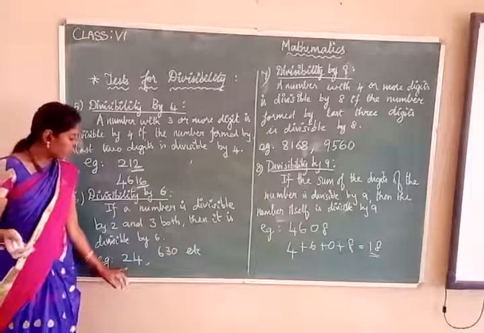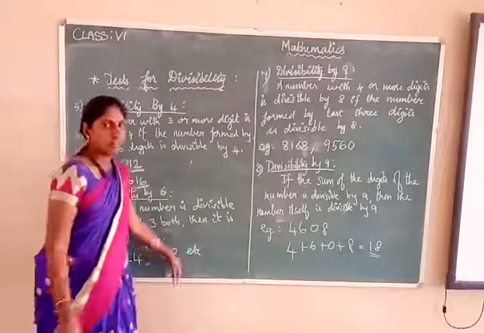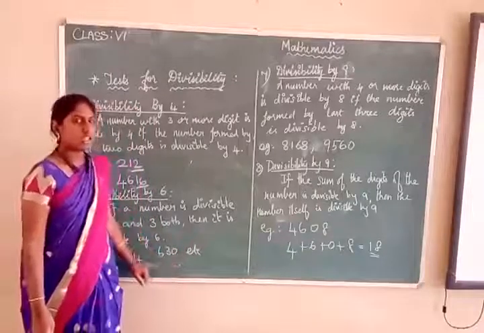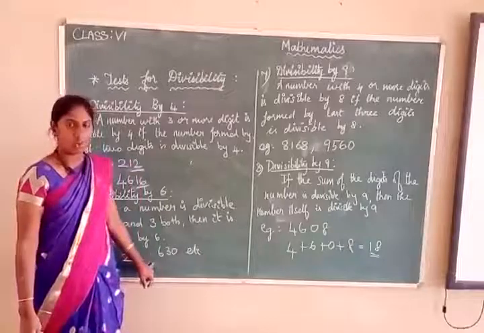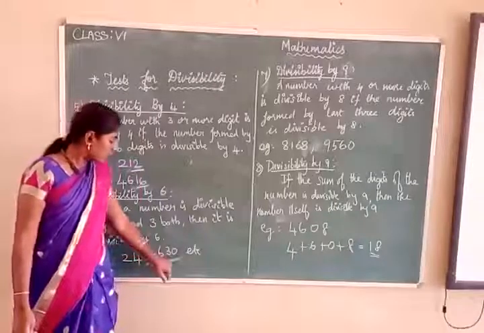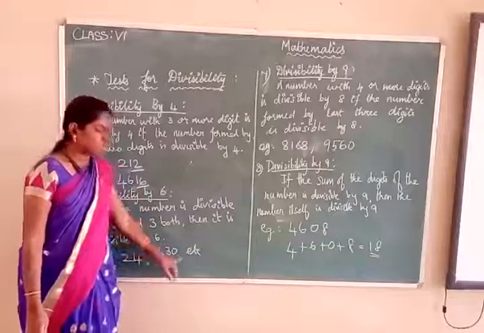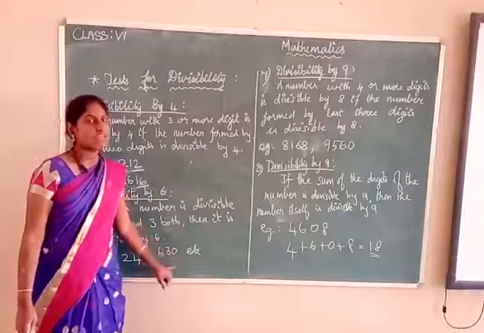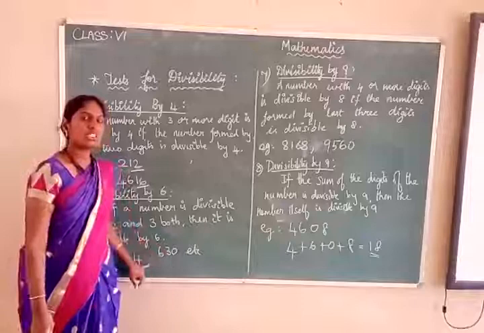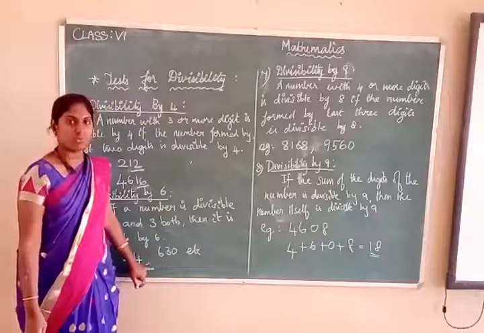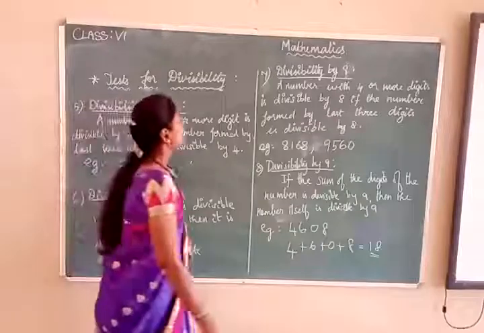Then 630. This is an even number. Surely it will come in the 2 table. Now count the sum of this: 6 plus 3 plus 0 is 9. Is 9 divisible by 3 or not? Yes. So this number is divisible by 3 also. Divisible by 2 and 3 both, it is divisible by 6 also. Clear? Next one.